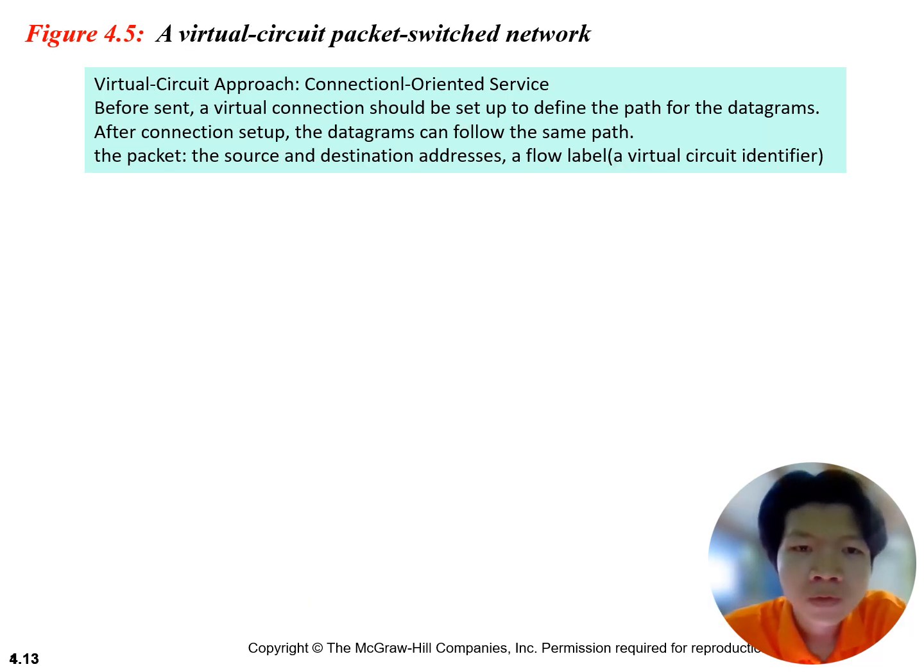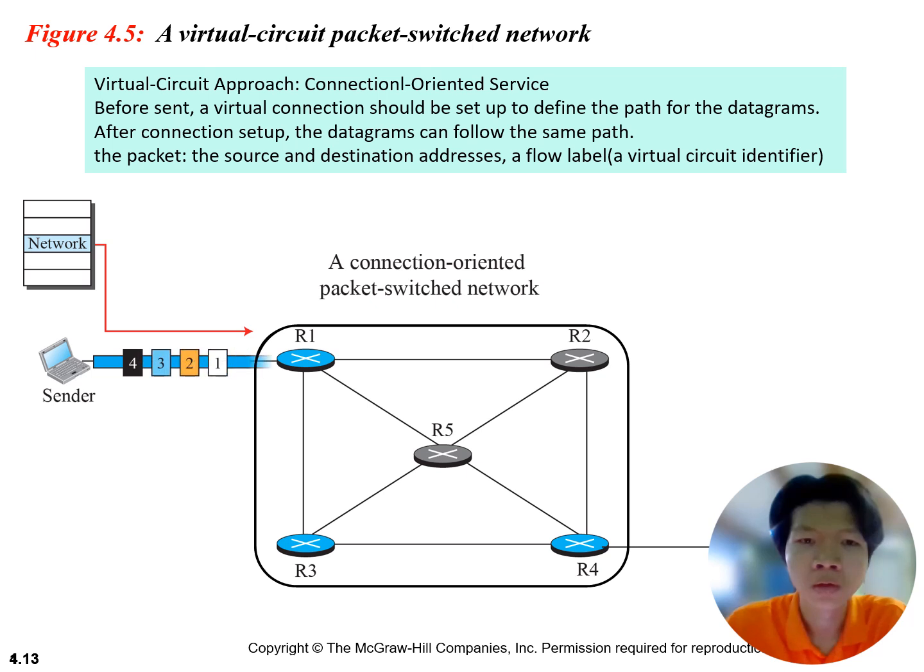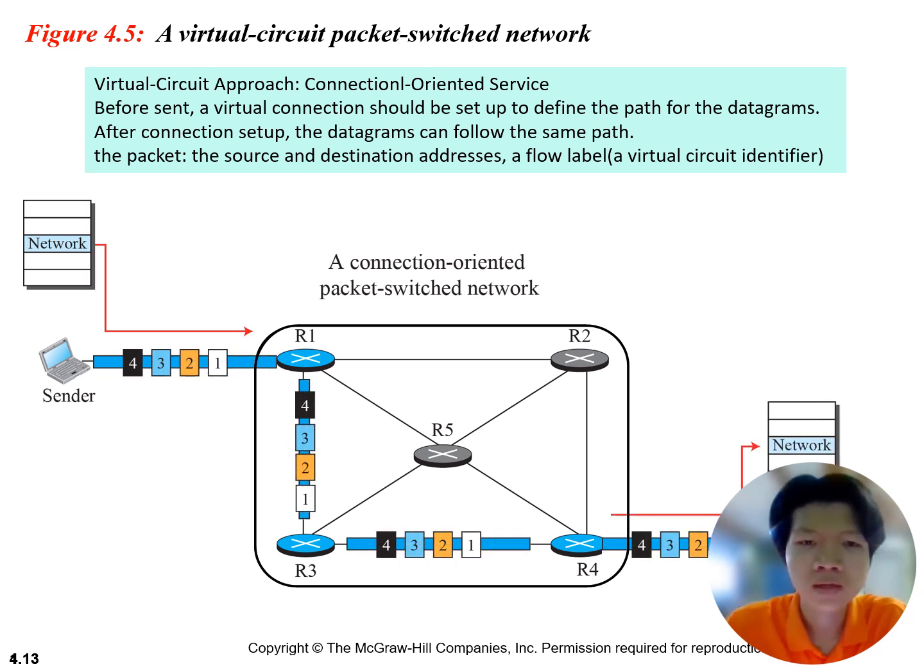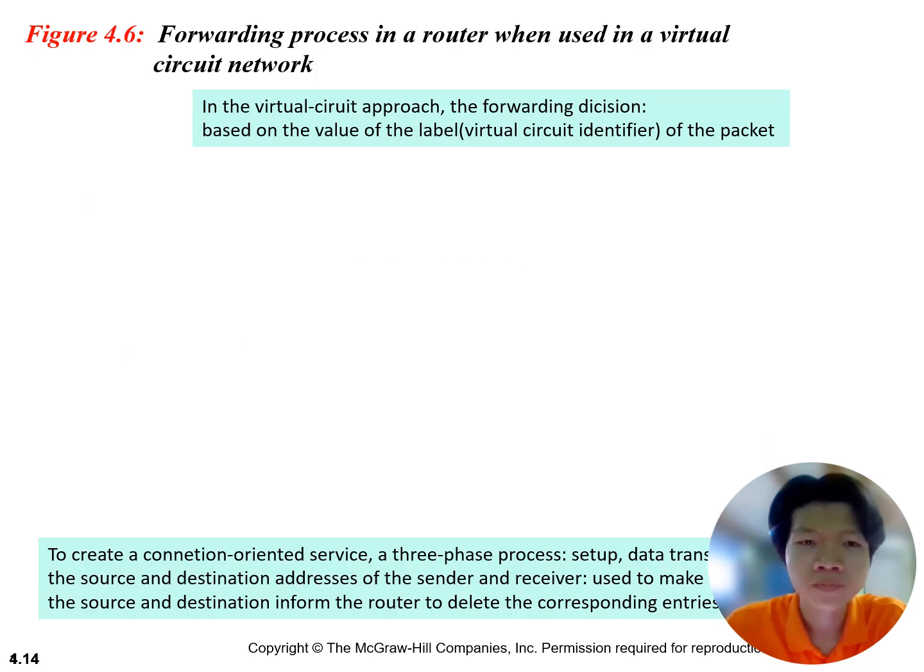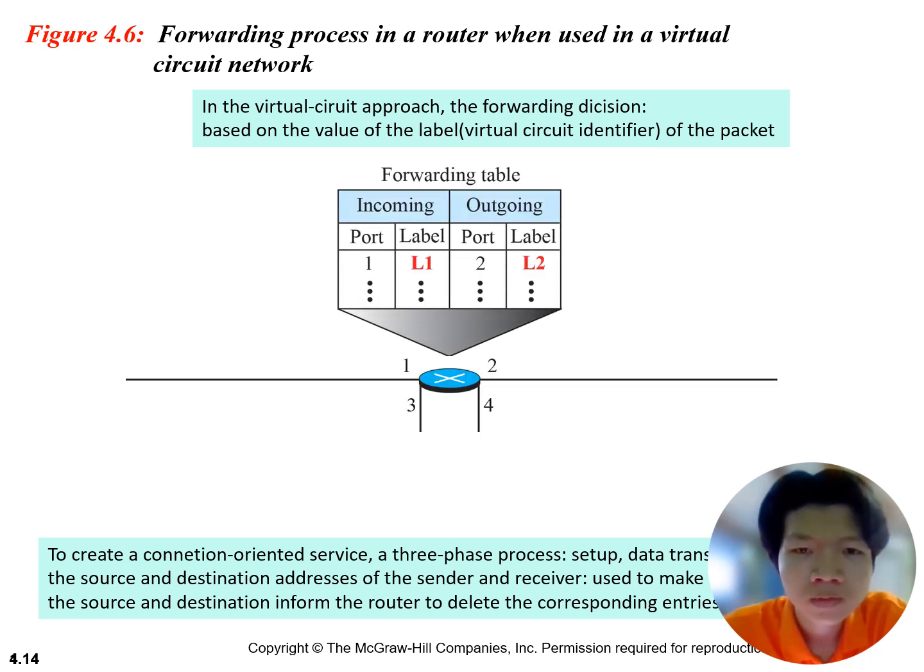Here is a virtual circuit packet switch network. This is the forwarding process in a router when used in a virtual circuit network. In the virtual circuit approach, the forwarding decision is based on the value of the label of the packet.